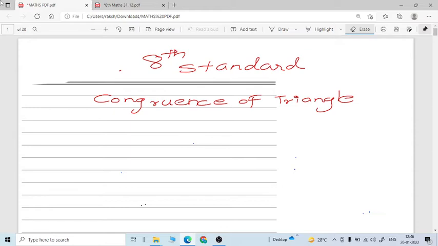Today we are going to start with the maths for standard 8. The name of the lesson is Congruence of Triangle. So now let's start with the properties that are given for the congruence of triangle.